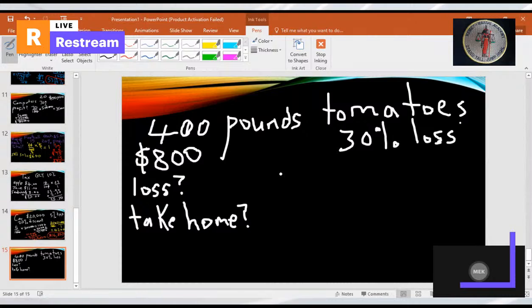People come and they feel up some of them and them get soft. I had to give away some and she had to throw away some. At the end of the day, she realized that she had made a 30% loss. So I want you to work out how much money did she lose and how much money did she actually take home at the end of.